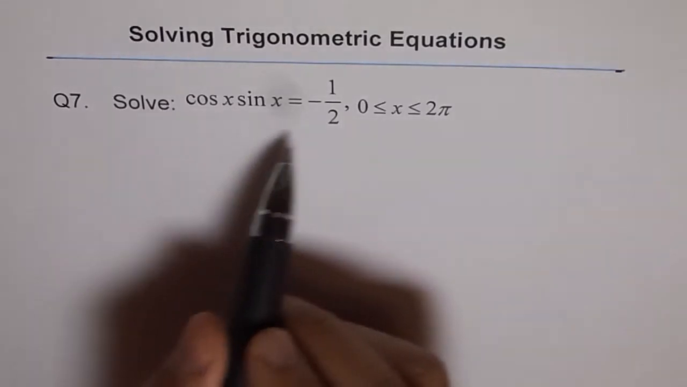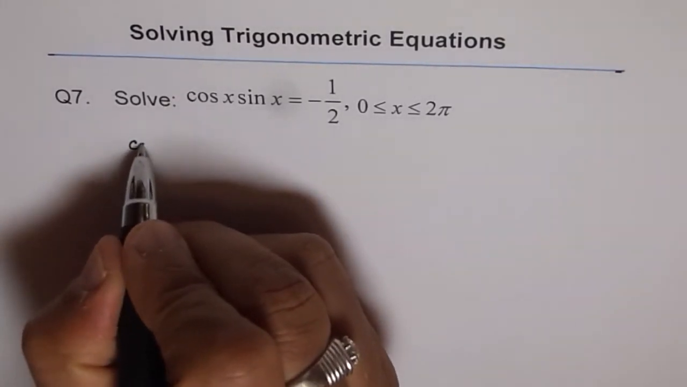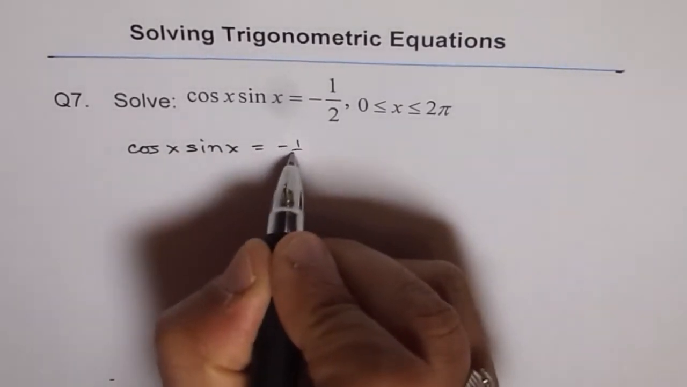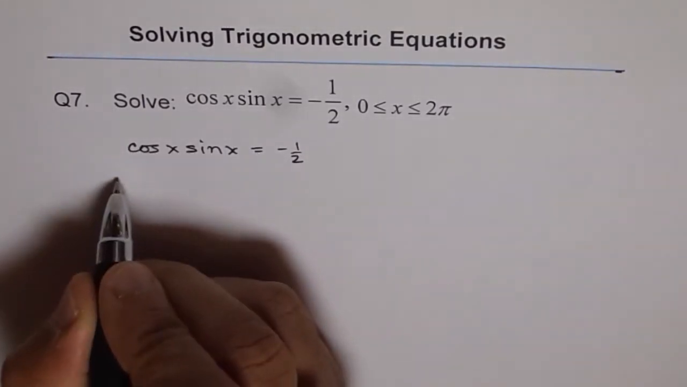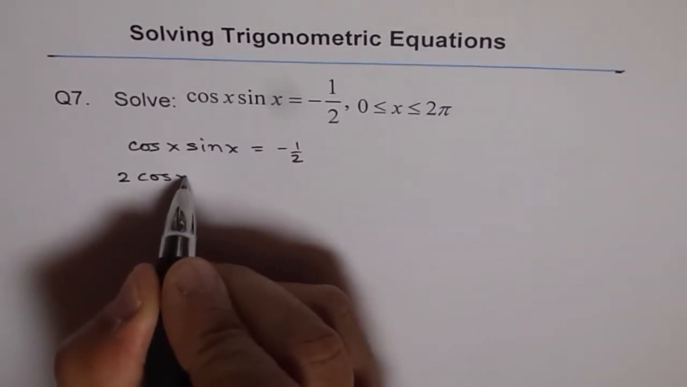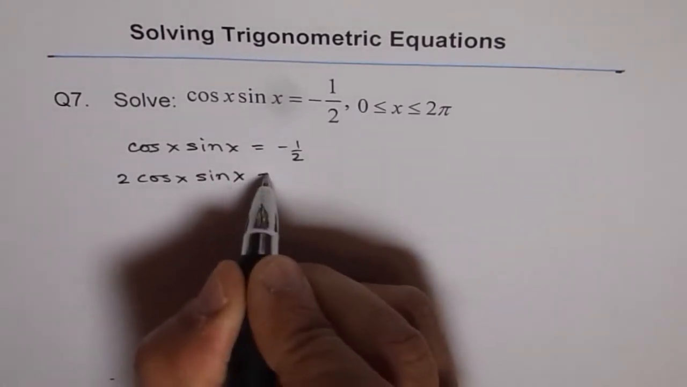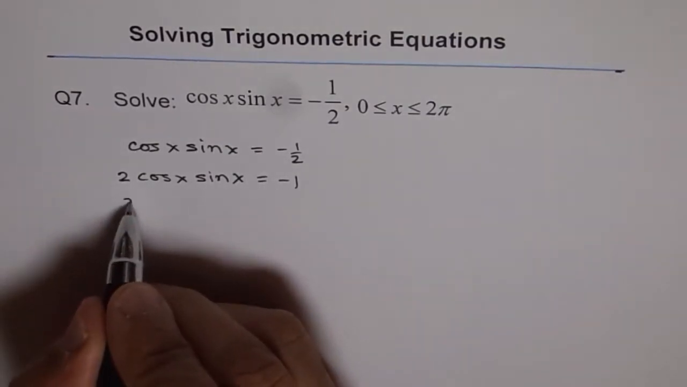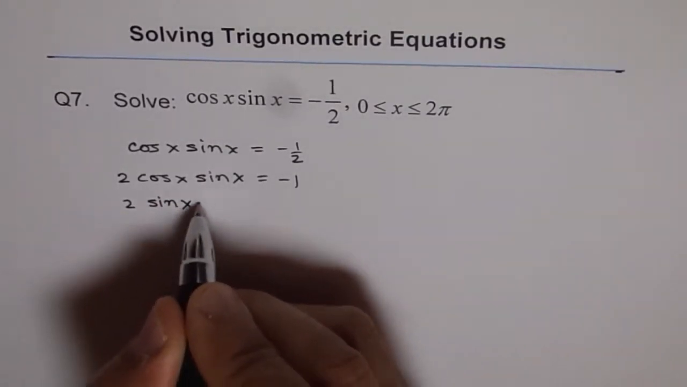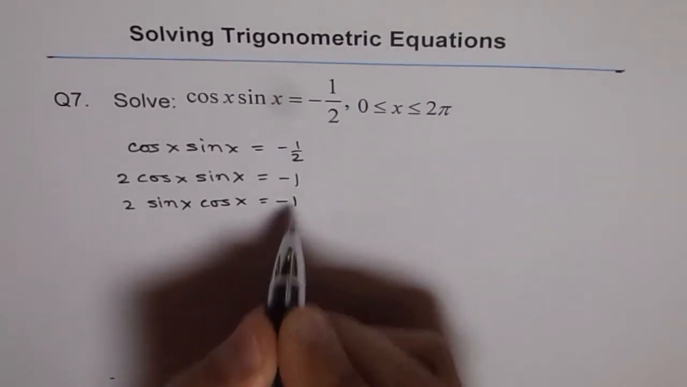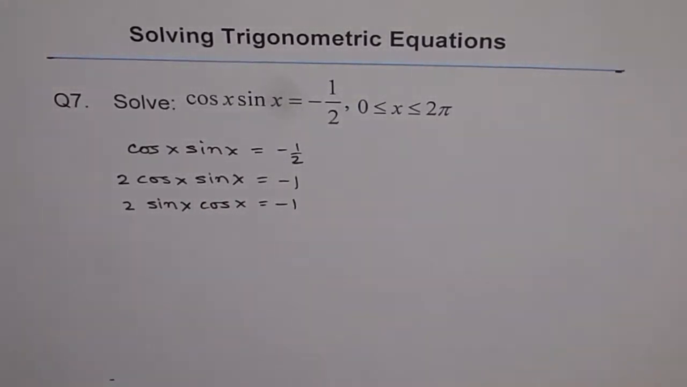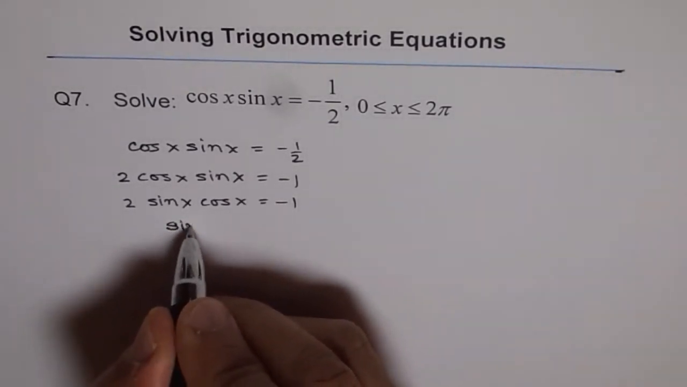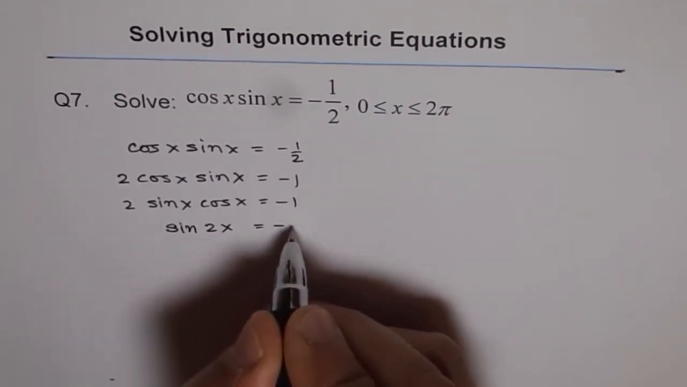So what we do here is that we rewrite this equation. Let me show you. It is cos x sin x equals minus half. So we can just multiply by 2 and get 2 cos x sin x equals minus 1. Now this is kind of 2 sin x cos x. You remember 2 sin x cos x? Let me rewrite it like this: 2 sin x cos x equals minus 1. I hope you remember from compound angles that 2 sin x cos x is actually sin 2x. It is sin 2x equals minus 1.